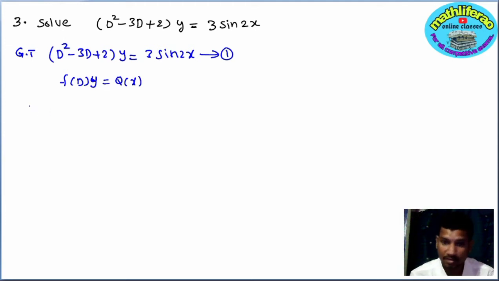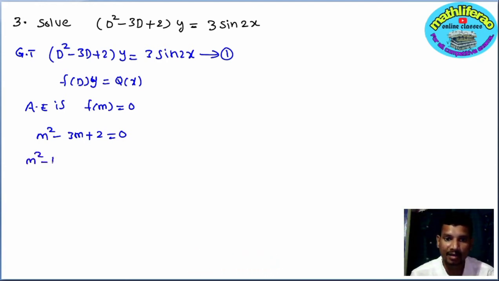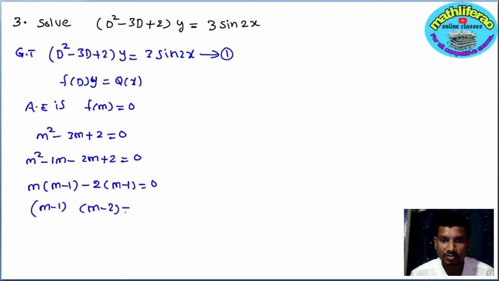So here first find the auxiliary equation. The auxiliary equation is f of m equal to 0, meaning m square minus 3m plus 2 equal to 0. To find the roots of the equation, the product is 2 and the sum is minus 3. Minus 1 into minus 2 gives 2, and minus 1 minus 2 equals minus 3, so the sum is satisfied. So m square minus 1m minus 2m plus 2 equal to 0. Taking m common, and minus 2 common, we get m minus 1 equal to 0. So m minus 1 into m minus 2 equal to 0.